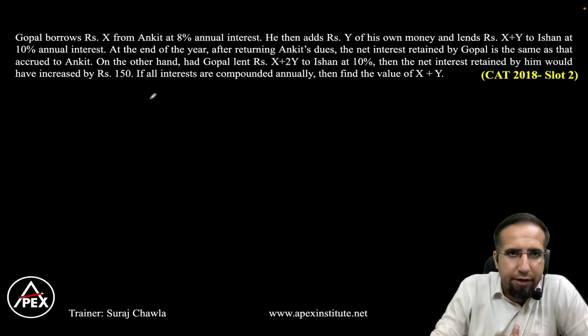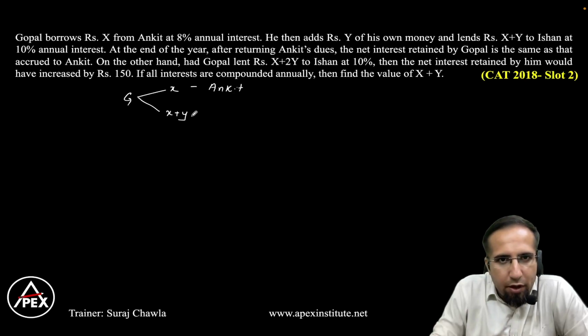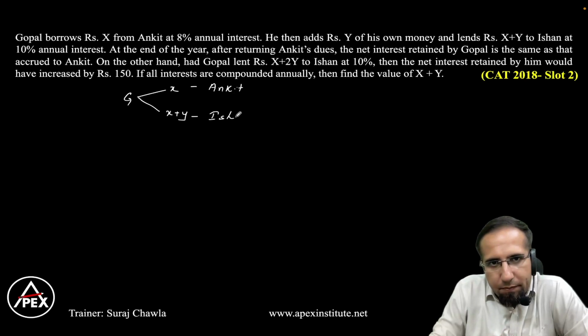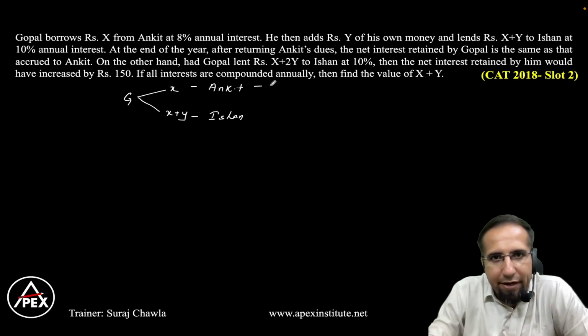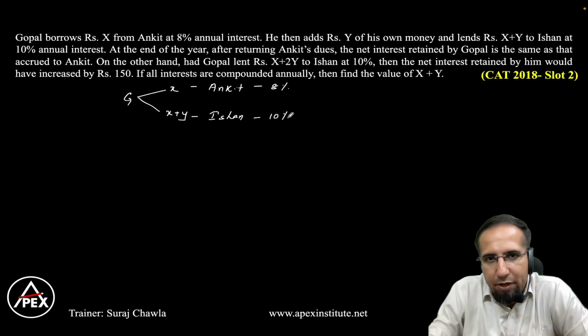Okay, so let's write it this way. We're talking about Gopal. Gopal is borrowing X and lending X plus Y. So borrowing X from Ankit and lending it to Ishan. He is borrowing at 8% per annum and lending at 10% per annum.